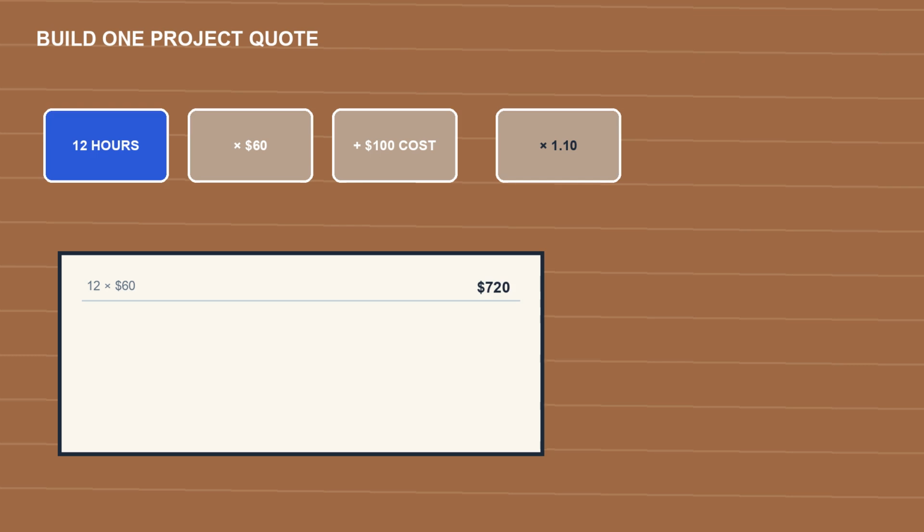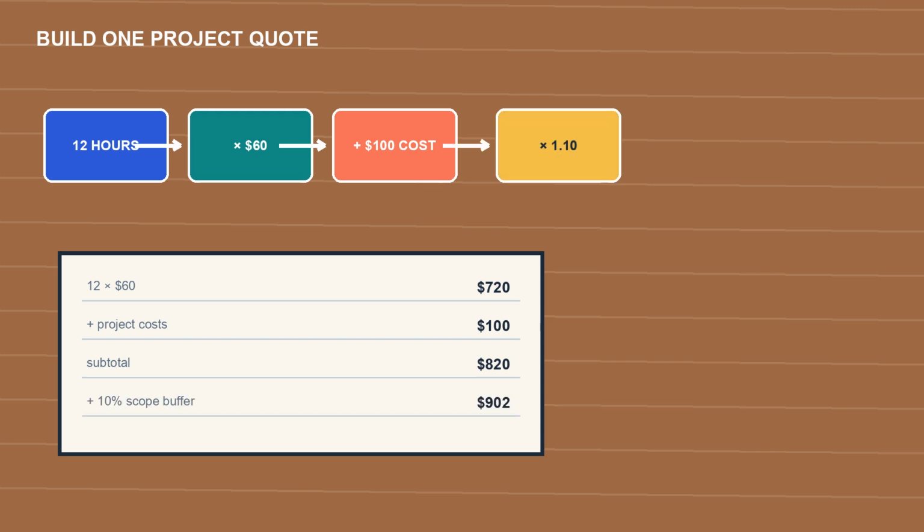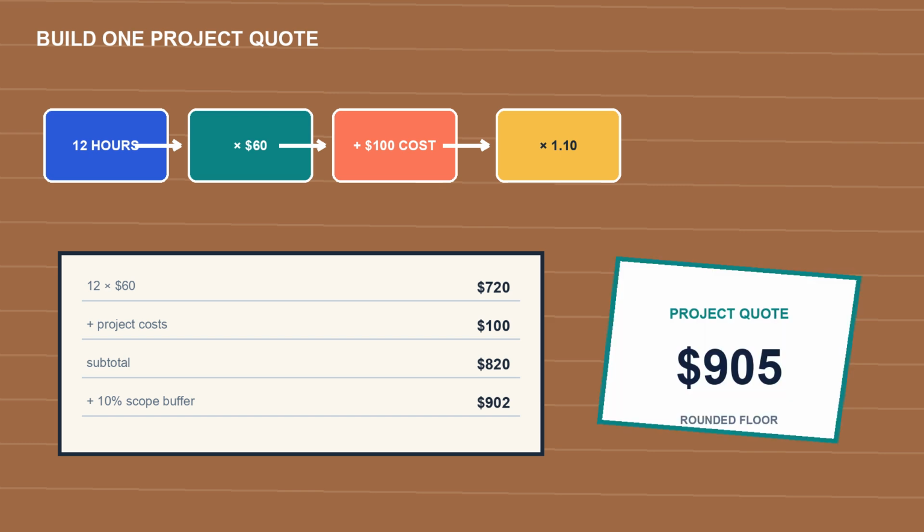Now build one quote. The landing page copy project needs 12 billable hours. At $60, the work is $720. Add $100 in one-off project costs. That gives $820. Apply a 10% scope buffer, and the raw quote floor becomes $902. Rounded to a $5 increment, the planning floor is $905. The final price can still move based on value, risk, and fit, but the assumptions are visible.